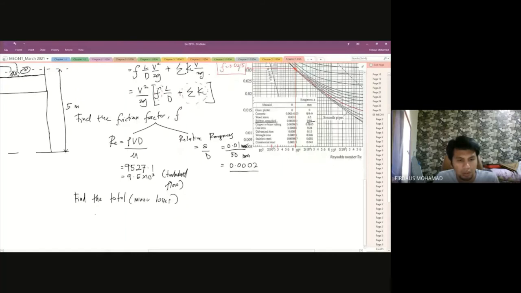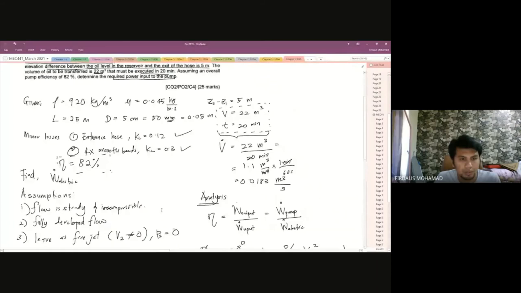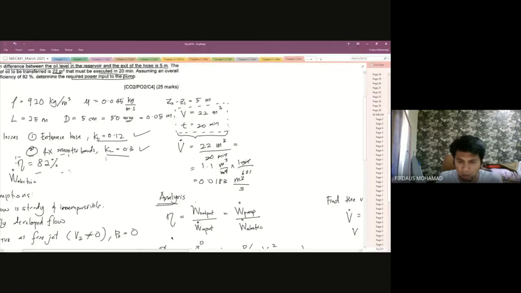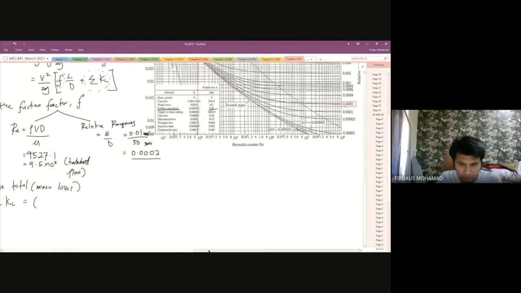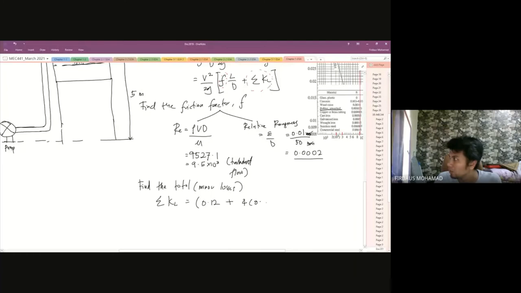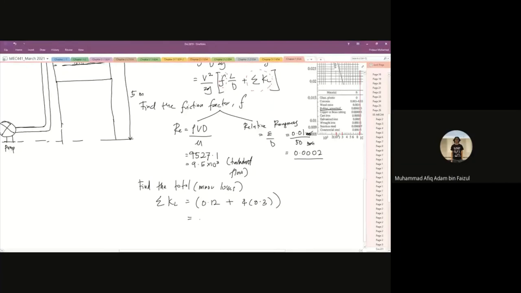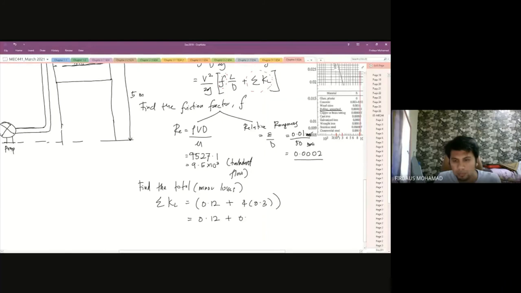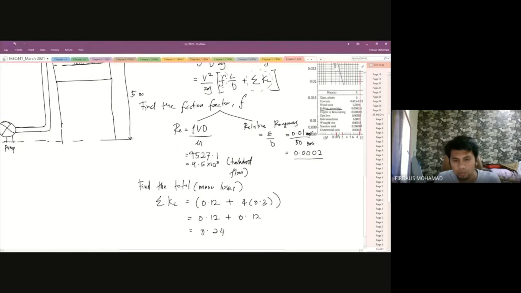Sigma KL. Dia ada apa? Dia bagi satu entrance, this one entrance KL 0.12 and then four unit of smooth bend which is KL 0.3. So ni berapa? KL sama 0.12 tambah dengan 4 kali apa dia? Untuk bend 0.3 ya? So dapat apa? 0.12 tambah. Betul?